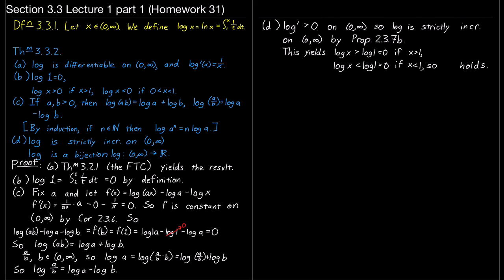Let's go ahead and name the two parts of item B, B1 and B2, because we're proving them separately. And similarly, we'll name the two parts of part D, part D1 and D2.